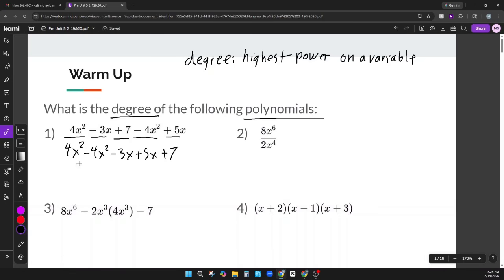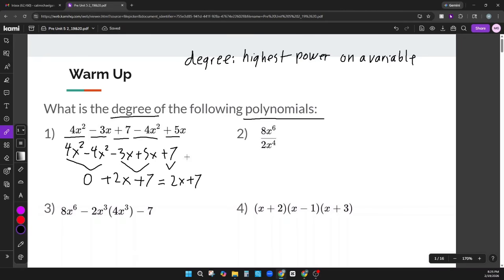So as I combine like terms, you'll notice that my equation is going to change. If I look at my 4x squared minus 4x squared, that simplifies to 0. Positive 4x squared and negative 4x squared are opposites, so when I combine them together, they're going to make 0. Negative 3x plus 5x is going to give me plus 2x. And of course, my 7 can't be combined with anything, so I'm just going to be left with 7. So that's going to be 2x plus 7 as my result.